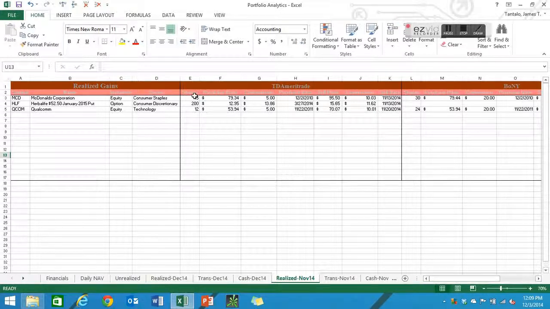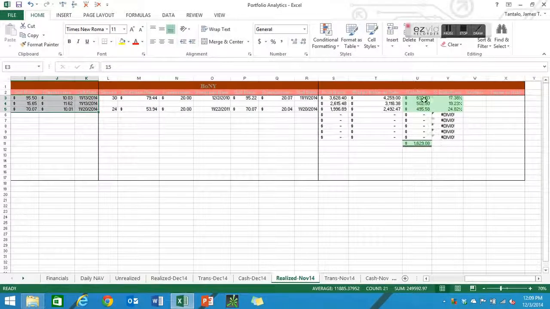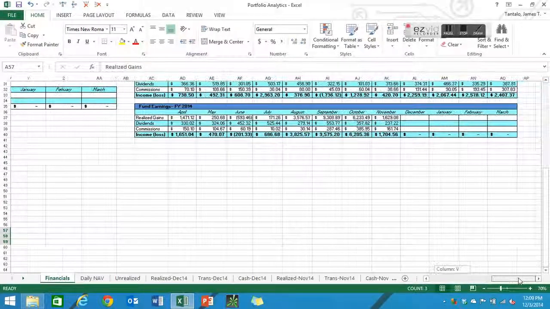So it's all the same information that we saw in the unrealized tab. We do our own calculation of what our gain or loss was, and we aggregate that total, and we come over here in the financials tab and put it in for November. So we have a running total for the year of how much realized gains we have.